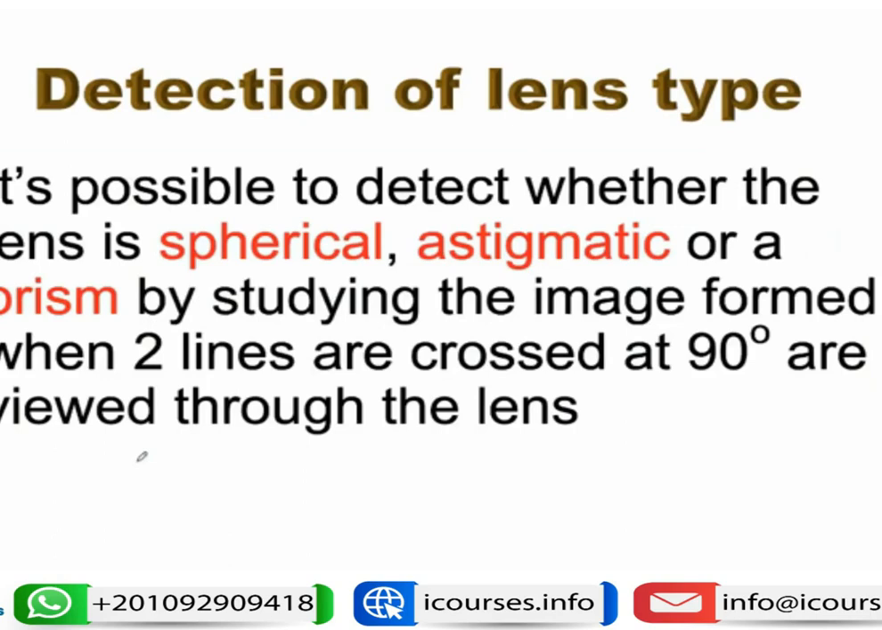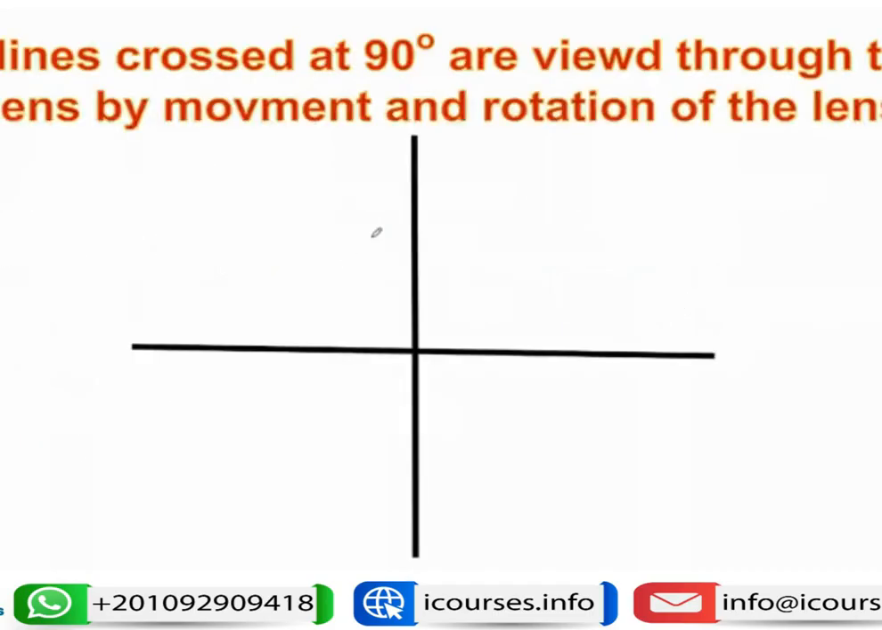First of all, let's talk about detection of the lens type. Detection of lens type means that if I give you a lens and ask you what is its type, you should know whether it is spherical, astigmatic, or a prism. This can be done by studying the image formed by two crossed lines at 90 degrees when viewed through the lens. So you can place the lens over them, like you see two crossed lines on the floor, for example.